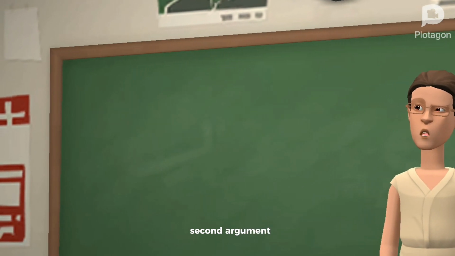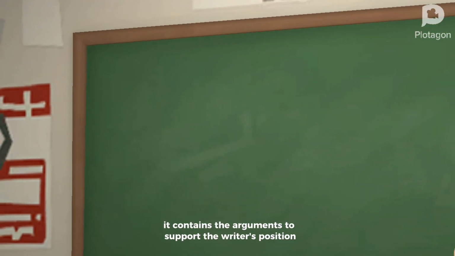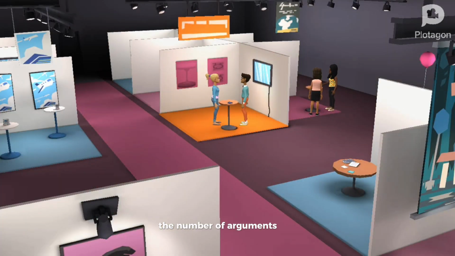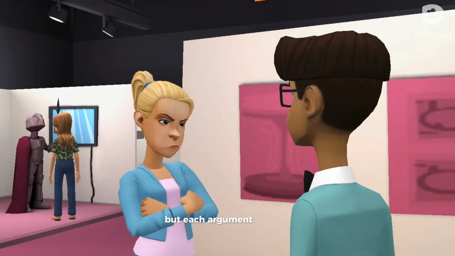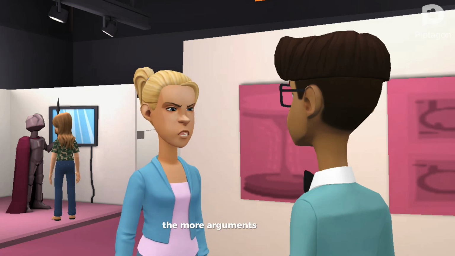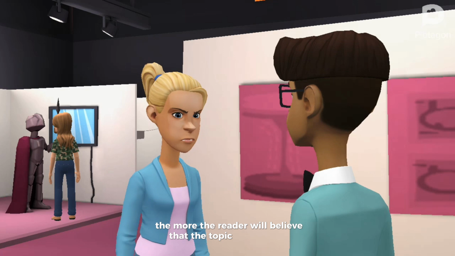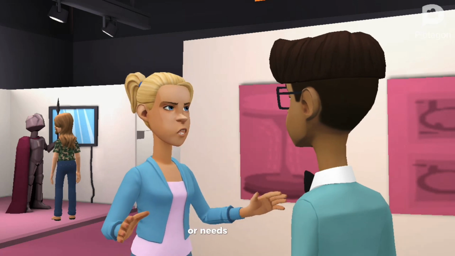Second, argument. It contains the arguments to support the writer's position. The number of arguments may vary, but each argument must be supported by evidence and explanation. The more arguments that are presented, the more the reader will believe that the topic is important or needs attention.